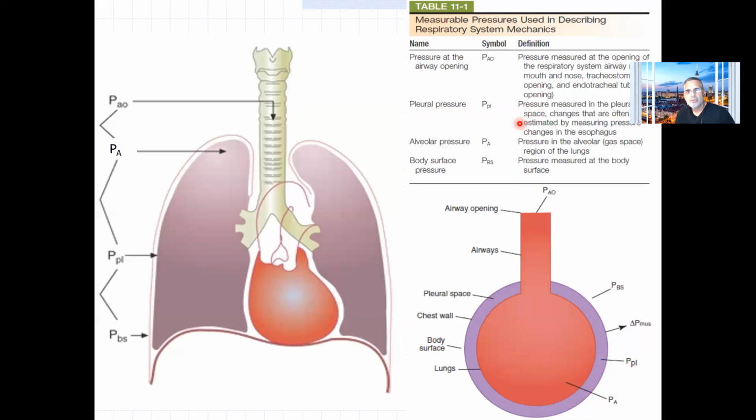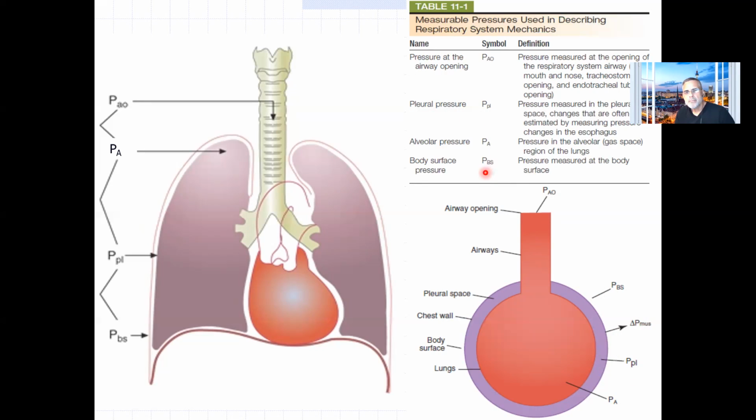And we'll talk about why would we want to know that? Now, as we move from the alveolar pressure to the pleural pressure, then we're coming out to, I'm going to hold off on this one here and go over here to the body surface pressure.